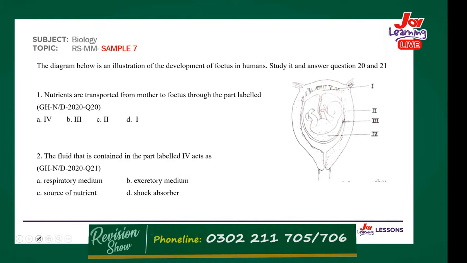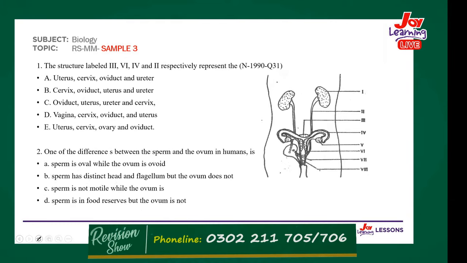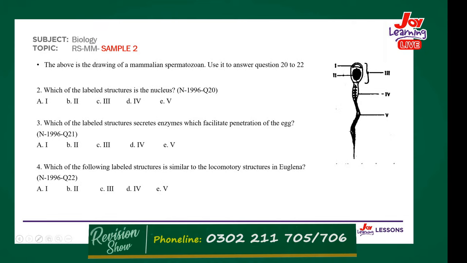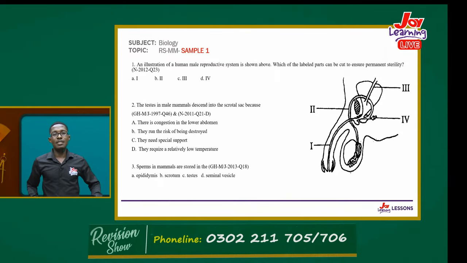Then that brings us to the end. So look at the sample question number. You can just tell me the one you want, and I'll flip to that zone. But let's try and answer the question of the day: differences between mammals' reproduction and amphibian reproduction.